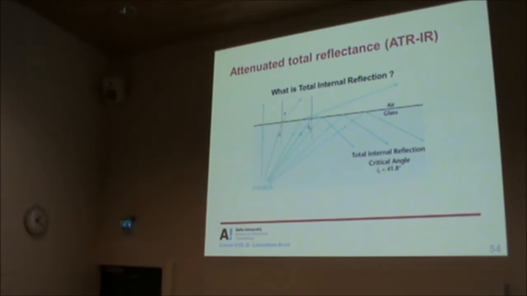Okay, so now let's say you have a source of light, and here is a boundary where the higher refractive index medium ends and the lower refractive index medium starts. In this case it's air on this side, and glass on this side. Now as the angle of incidence keeps increasing, you measure the angle of incidence with respect to the normal to this line.